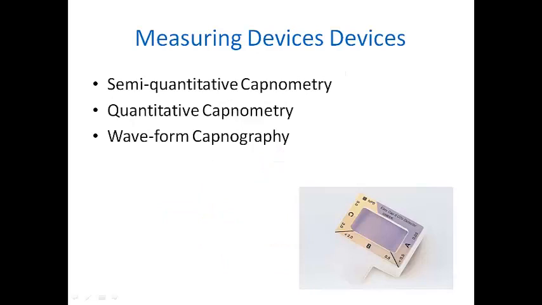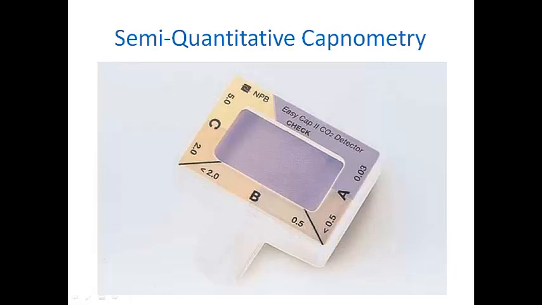Measuring devices of CO2 can involve semi-quantitative capnometry, quantitative capnometry, and waveform capnography. Although probably not well known by its name, semi-quantitative capnometry is well known in the EasyCap style detector. As we're looking at this here, we see that there's no millimeters of mercury measured on this because we're actually measuring pH on a litmus type paper.